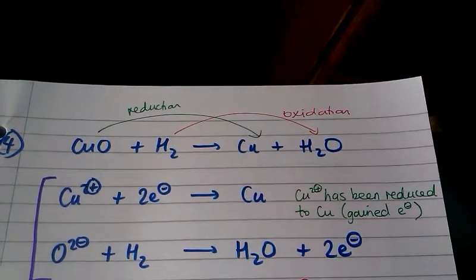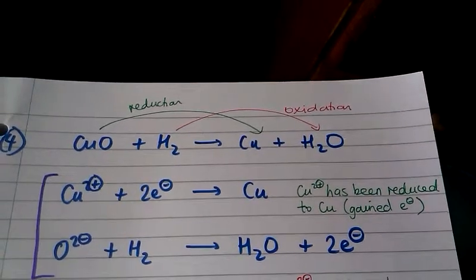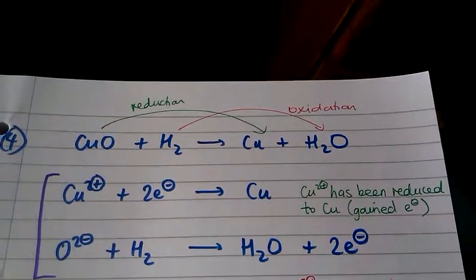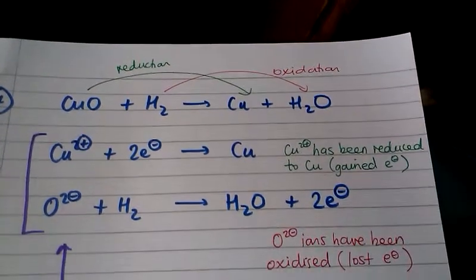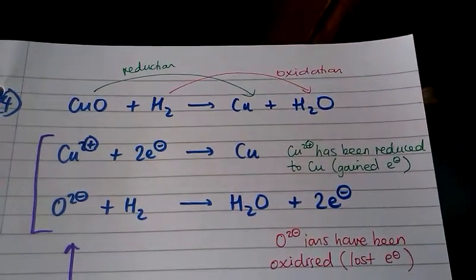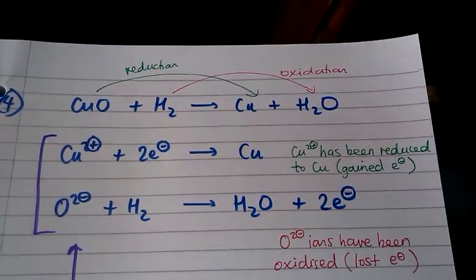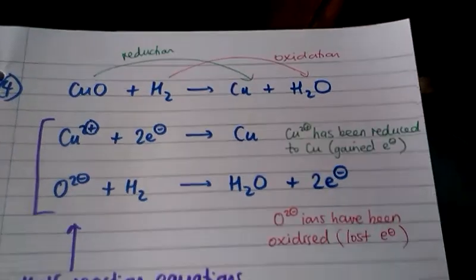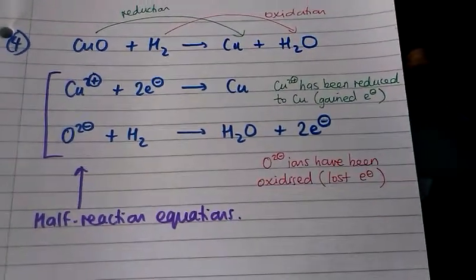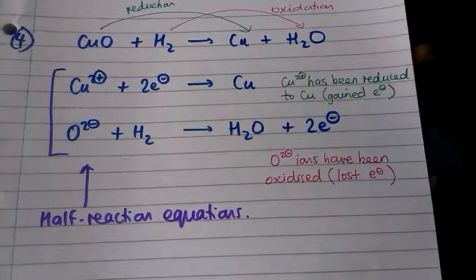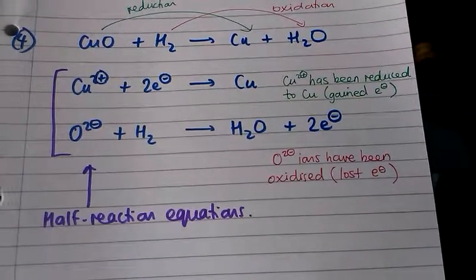And then O2- has reacted with hydrogen to give water plus 2 electrons. So the O2- ions have been oxidized because it's lost electrons. So those two are called half reaction equations, and I'm going to go through those in more detail in a later video.